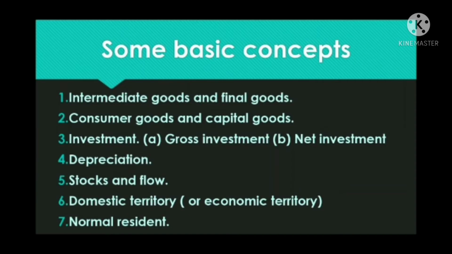Some basic concepts. Firstly, we will describe some of these concepts. Point number 1 is intermediate goods and final goods. Intermediate goods are those goods which are used either for resale or for future production. For example, milk used by a tea shop for selling tea, steel sheets used for making automobiles, and copper used for making utensils are intermediate goods because they are used as raw materials or inputs for production of other goods.